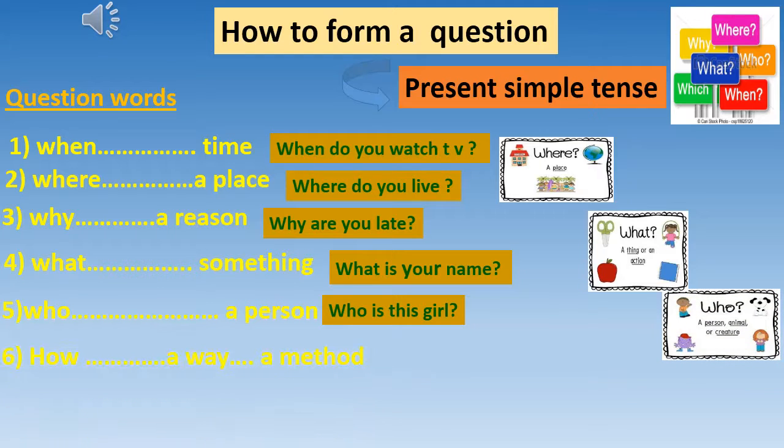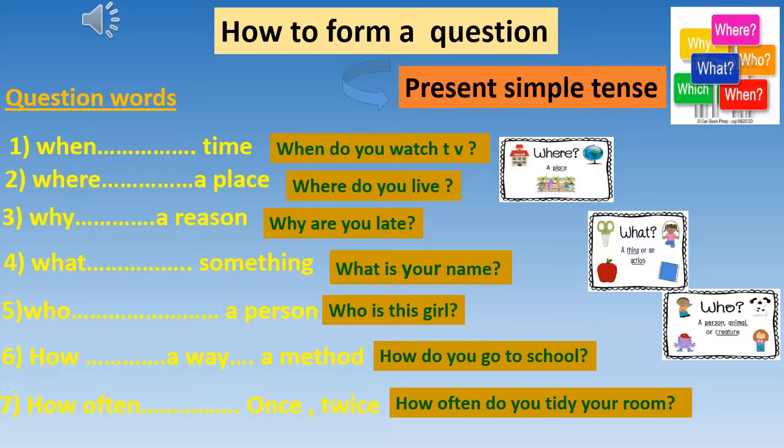Number six, how. How. I'm using how when I'm asking about a way or a method, like, how do you go to school? Number seven, how often. How often, it means like how many times. And I use how often when I find in the answer once or twice or three times. Like, how often do you tidy your room? How many times, I mean.